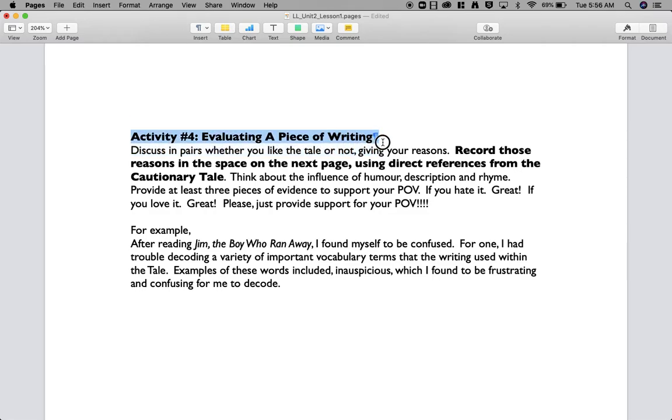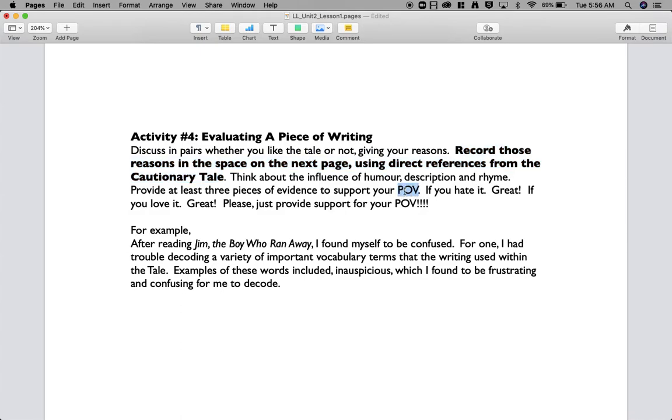Now activity 4, brutally honest. I want you to evaluate this piece of writing. Feel free to go back and read it a couple times, discuss in pairs, which you obviously can't. Just tell me whether you like the tale or not, but give your reasons. Look at the bold. Record those reasons in the space on the next page, which is on the bottom. Think about the influence of humor in this, the description, the different rhyme. Provide 3 pieces of evidence to support your point of view.